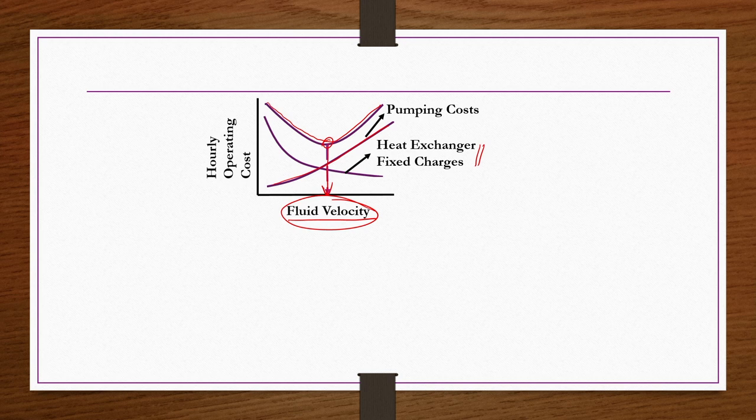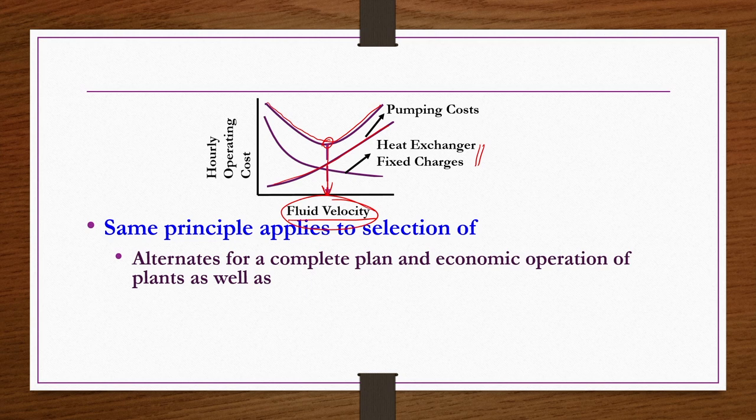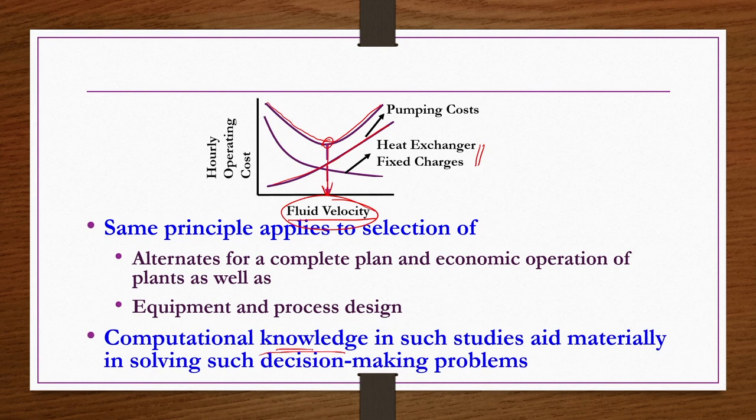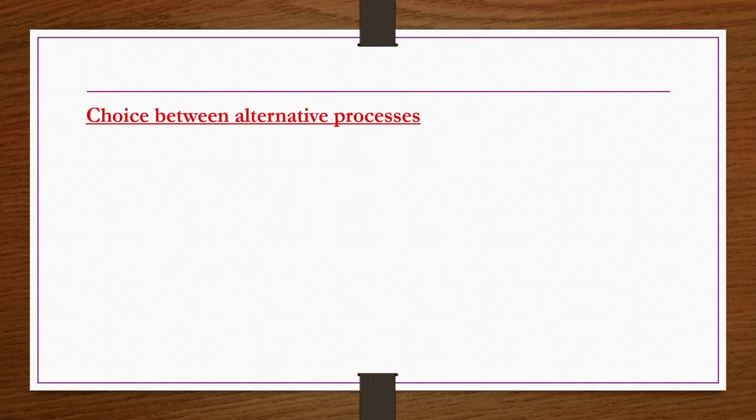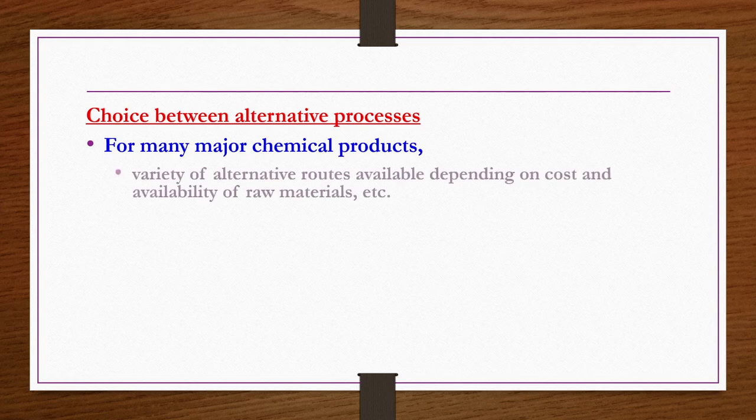This is the kind of economic analysis one should do. The same principle applies to the selection of alternatives for a complete plant and the economic operation of plants, as well as equipment and process design, and computational knowledge is in general very useful in decision making for such problems. Now finally, choice between alternative processes; we conclude with three examples. For many major chemical products, a variety of alternative routes are available, depending on cost and availability of raw materials. You may have one process in a plant, but the raw material required for that process may be coming from far away, or getting it may be expensive. So one has to make a trade-off between these two.